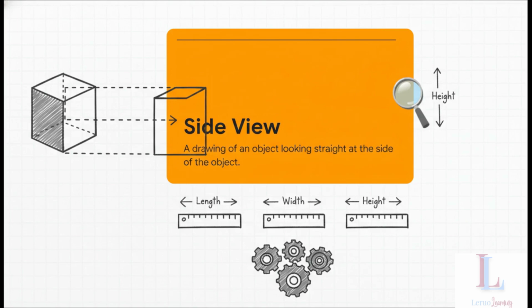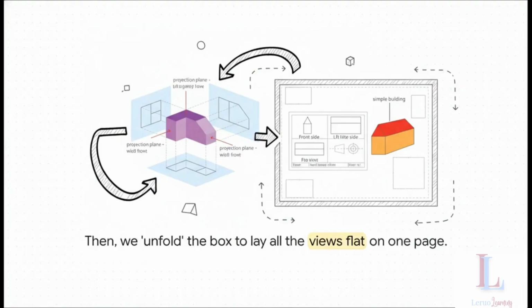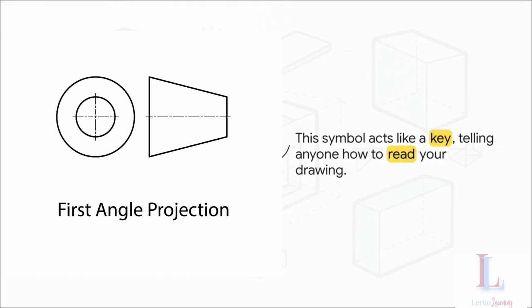And with just those three views, we have everything we need: the length, the width, and the height. All the essential info is there. Okay, but here's the really clever part. What happens next? We take that glass box and we metaphorically unfold it, laying it completely flat. And what we get is this: the three views, front, top, and side, all arranged perfectly on one single page in a standard layout. It's brilliant. So how does anyone looking at your drawing know which way you unfolded the box?